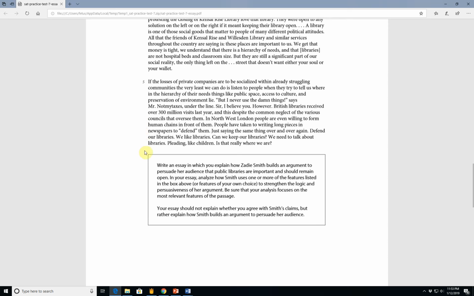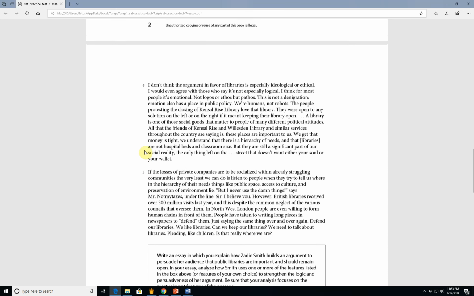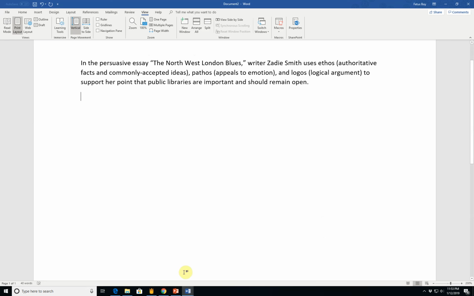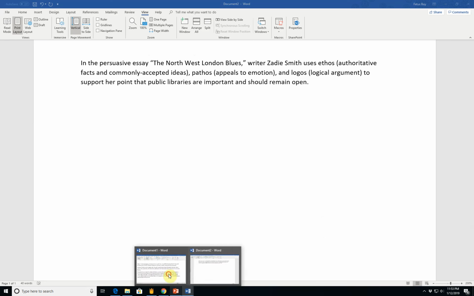Okay, so we have an awful lot of ethos here. Notice there's also British libraries received over 300 million visits last year. So let's see.